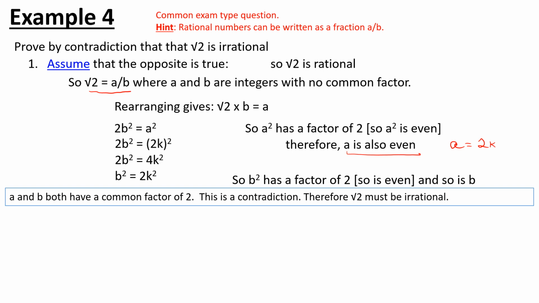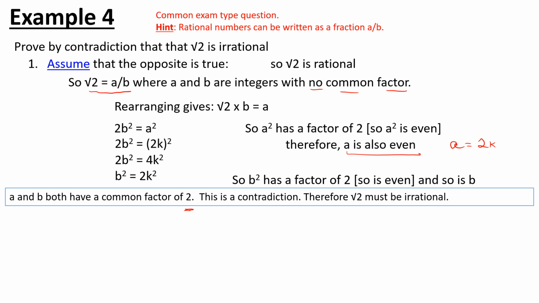Right, this is the point now where we've got our contradiction. Earlier on, we said that a and b were integers with no common factor. But we've just proved that a is even and b is also even. Well, if a and b are both even numbers, then they've both got a common factor of 2. And this is a contradiction because we said that they would have no common factors, and they have actually both got a common factor of 2 because they're both even. So we've got our contradiction.